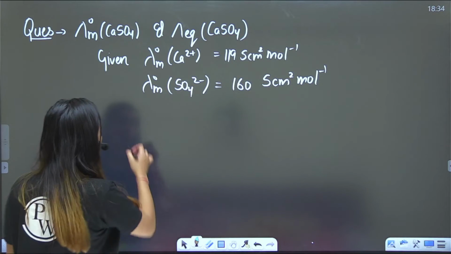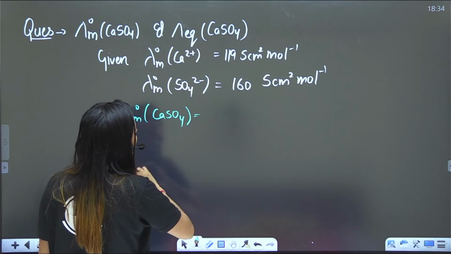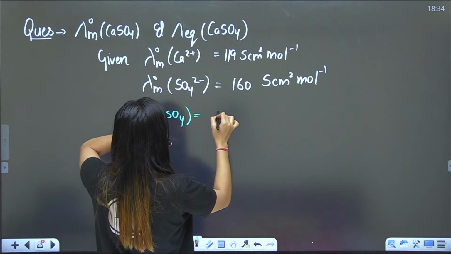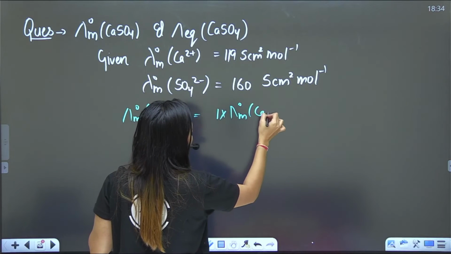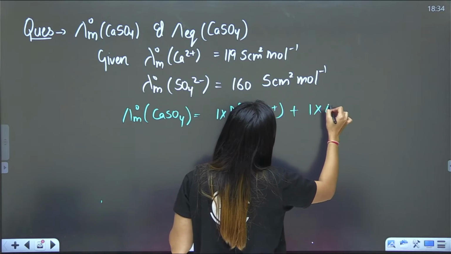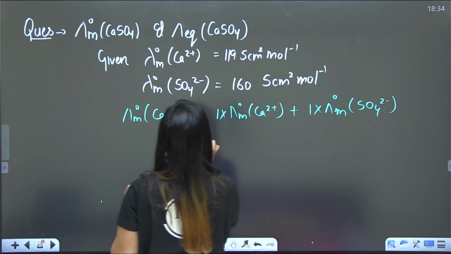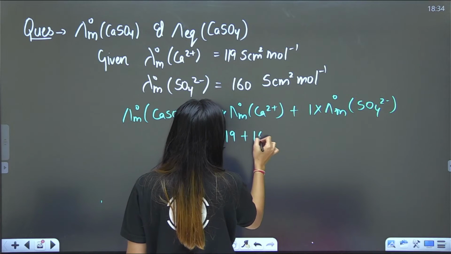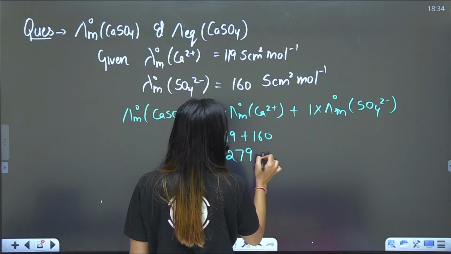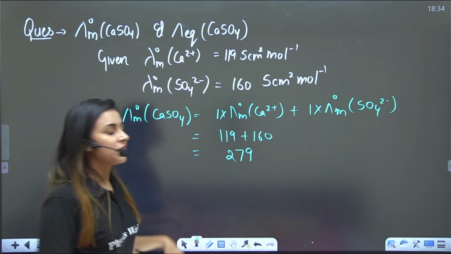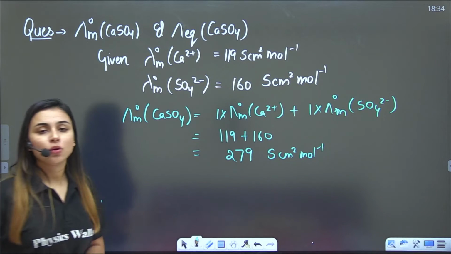So first we can calculate the limiting molar conductivity of CaSO4, which will be equal to 1 into limiting molar conductivity of Ca2+ plus 1 into limiting molar conductivity of SO4 2-. What are the values given to you? 119 plus 160. So this will be 279. Okay, so this is the molar conductivity. You can write Siemens centimeter square mole inverse. Okay, perfect. I hope you're clear with this.